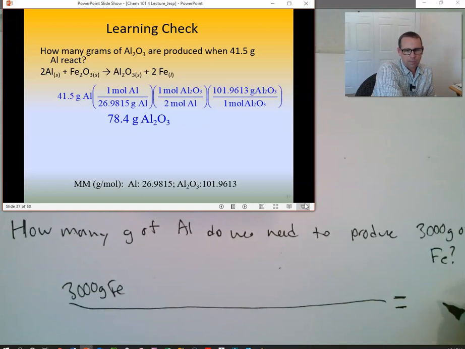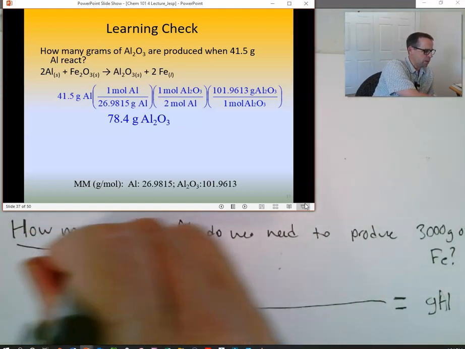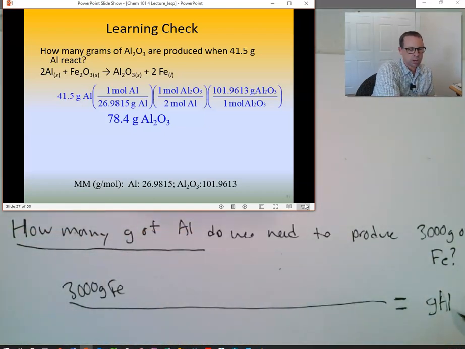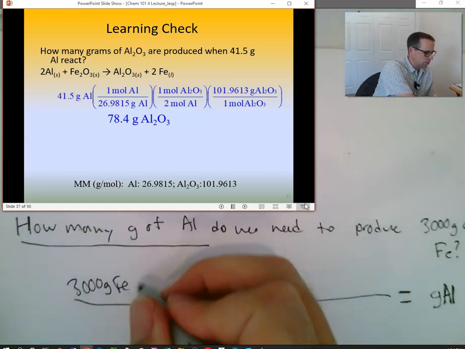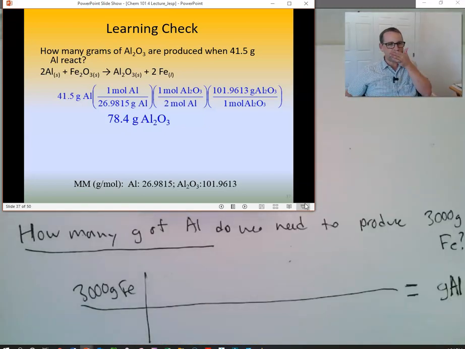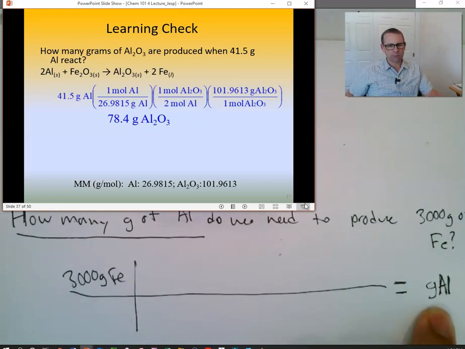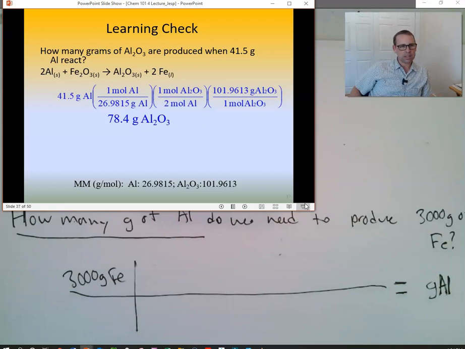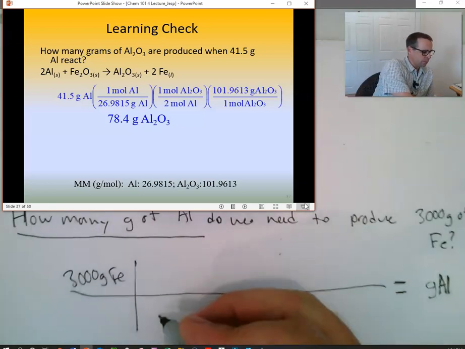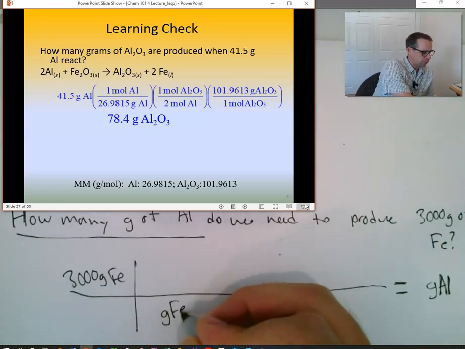Oh, I see. Okay. I was doing it backwards, I guess. So the AL is AL in grams. Yeah, that's what we don't know. How many grams of aluminum? So that goes to the right of my equal sign. Very good. So if I have 3,000 grams of iron needed, how many grams of aluminum do I have to start off with, right? That's what this is going to tell us. So I go from grams of iron to what?